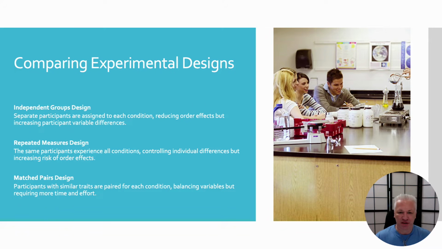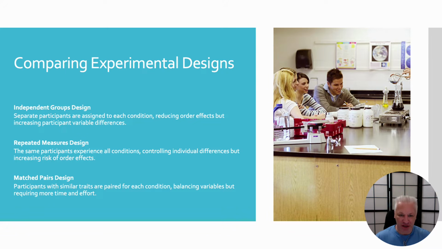For matched pairs, this is different participants used in each condition, but they're matched on key characteristics like age, IQ, or gender. So, for example, one participant in condition A may be matched with a participant of similar age and IQ in condition B. The strength is that the participant variables are reduced because participants are matched on relevant characteristics. And a further strength is that order effects are avoided because participants only take part in one condition. The limitation is that matching participants can be very time consuming and difficult, especially if many variables need to be matched.